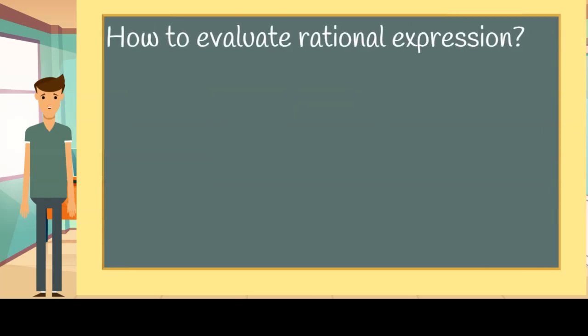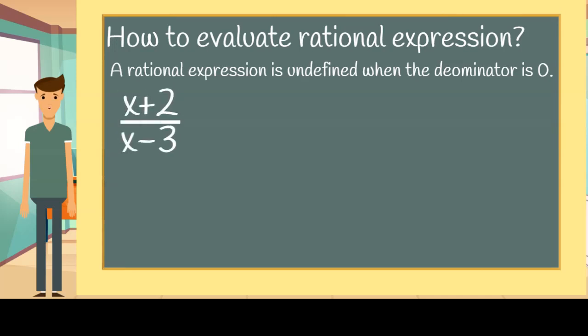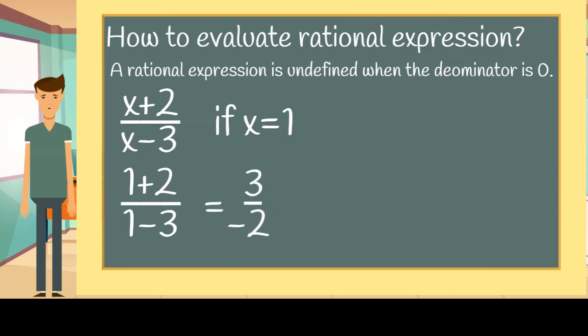A rational expression can be evaluated just as any polynomial, except that a rational expression can be undefined when the denominator is equal to 0. For example, to evaluate x plus 2 over x minus 3, when x equals 1, simply substitute 1 for x, in both numerator and denominator. That will give us 1 plus 2, over 1 minus 3, which is 3 over negative 2.